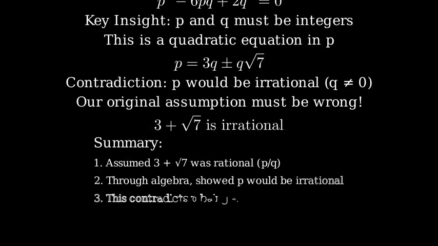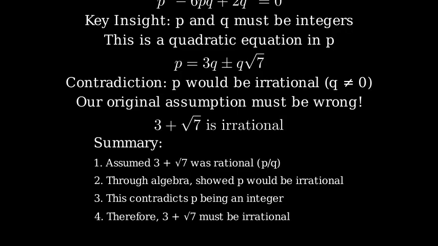Let's summarize our proof. We assumed 3 plus square root of 7 was rational and could be written as p over q. Through algebraic manipulation, we showed this would lead to p being irrational when q is not 0, which contradicts our assumption. Therefore, 3 plus square root of 7 must be irrational. This is a classic example of proof by contradiction.